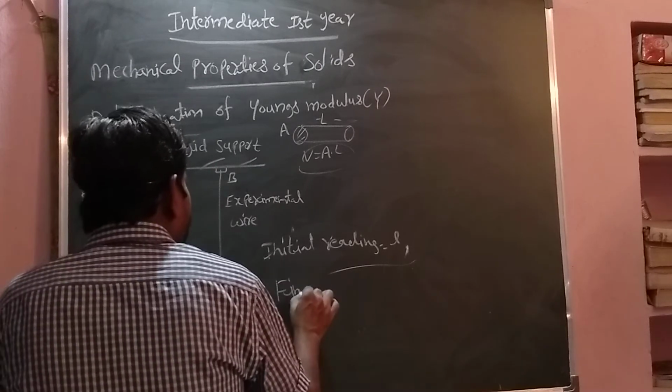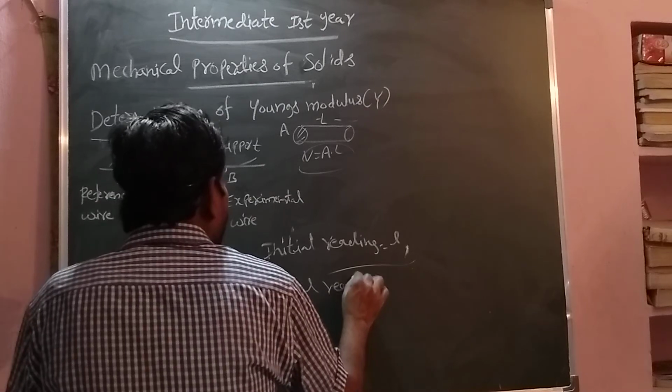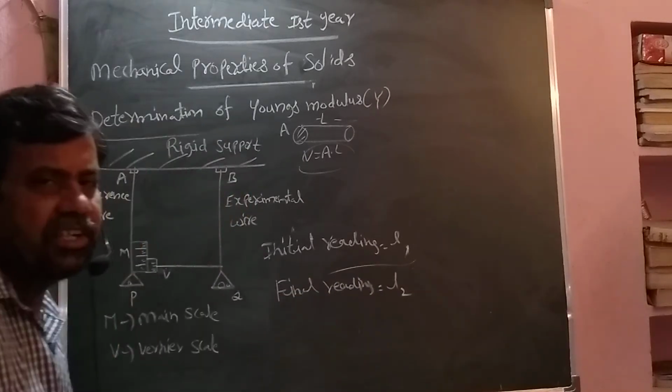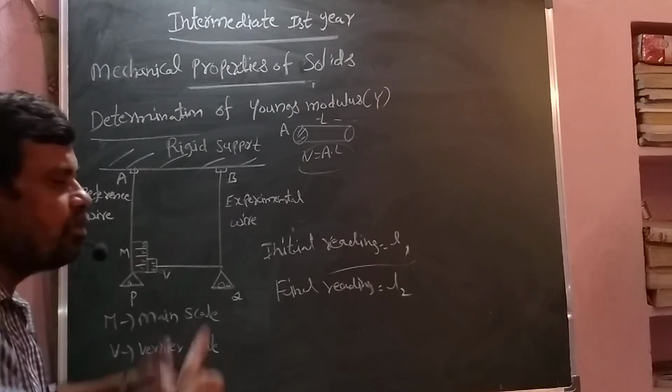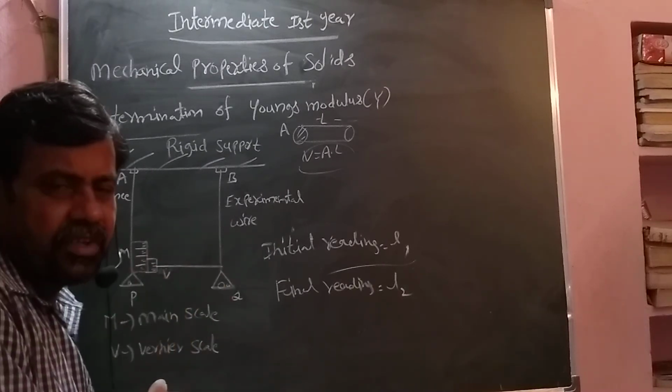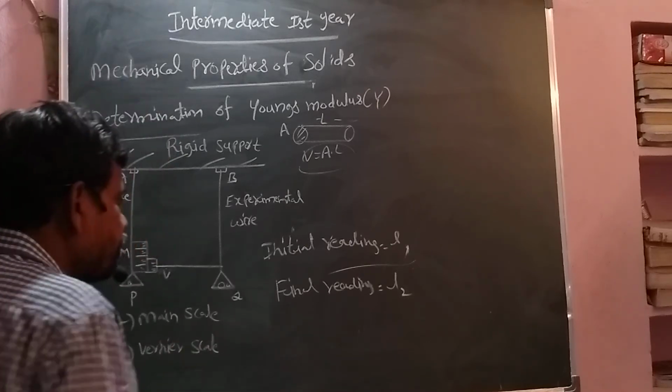So L2 minus L1 is called elongation. L1 is the initial reading. L2 is the final reading. So now what is the elongation? Elongation, that is small l, you take as L2 minus L1.